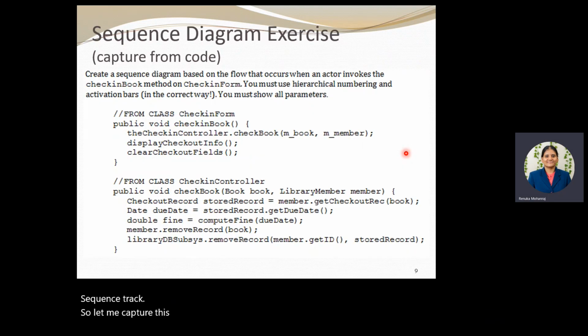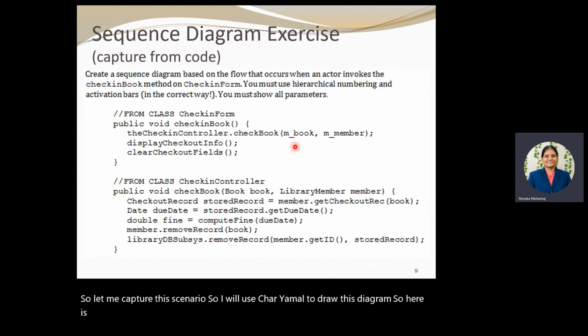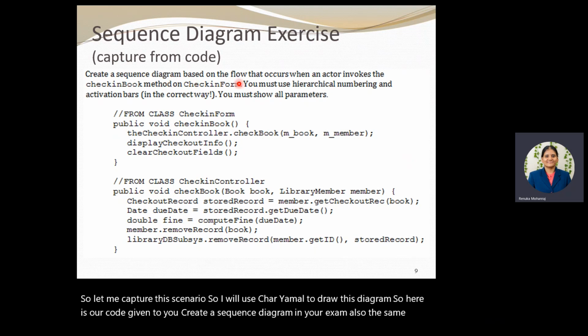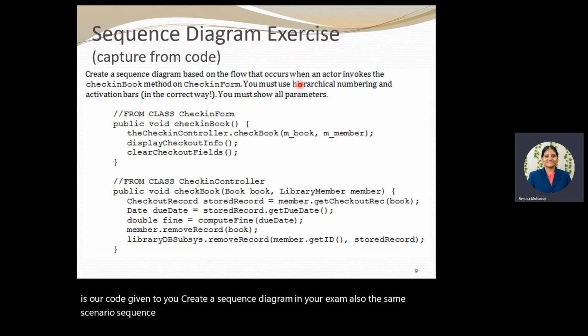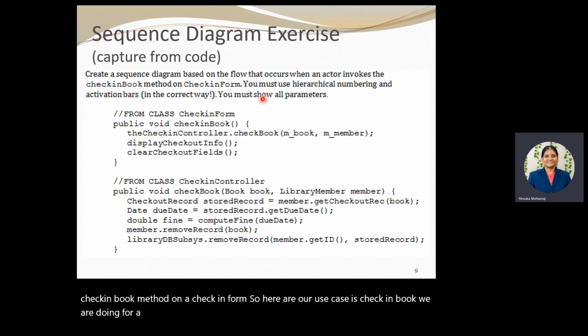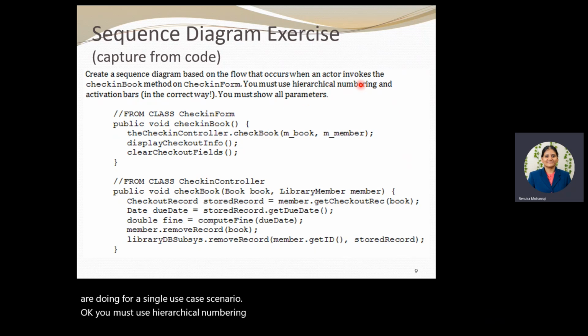So I will use StarUML to draw this diagram. So here is the code given to you. Create a sequence diagram. In your exam also, the same scenario: create a sequence diagram based on the flow that occurs when an actor invokes the check-in book method on a check-in form. So here our use case is check-in book. We are doing it for a single use case scenario. Okay, you must use hierarchical numbering or not, you can ignore that.